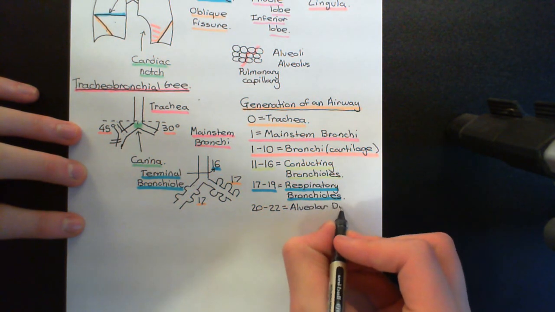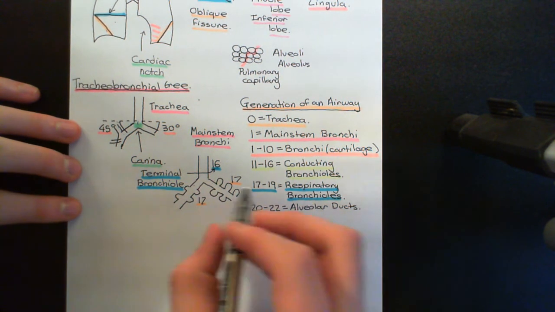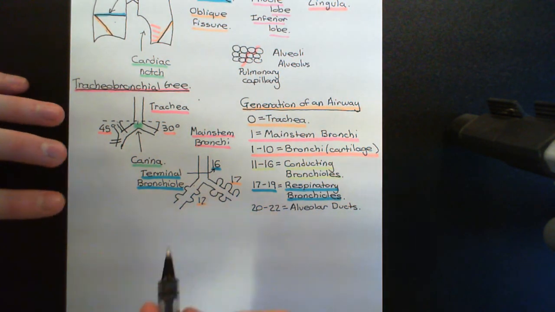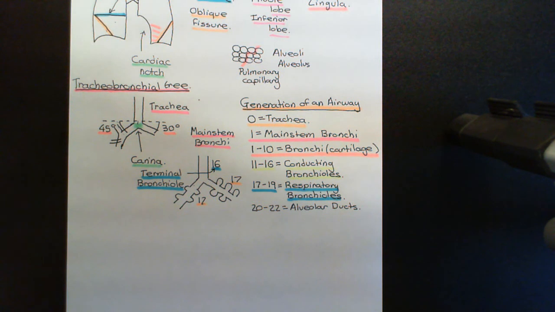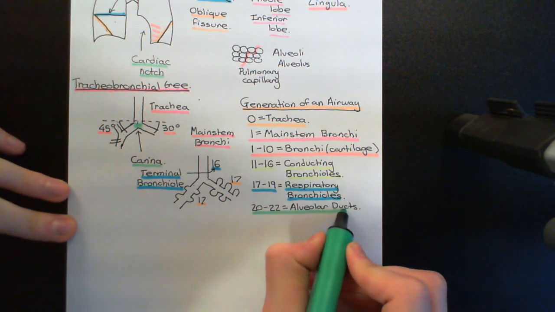Why are they no longer called bronchioles? Well, you know how I said that effectively you would view these respiratory bronchioles as a tube with alveoli coming off them, where it's kind of different for an alveolar duct. In an alveolar duct, it's more that the tube is made up of alveoli. It's loads of alveoli sort of aggregated together. So let me show you what I mean by this.